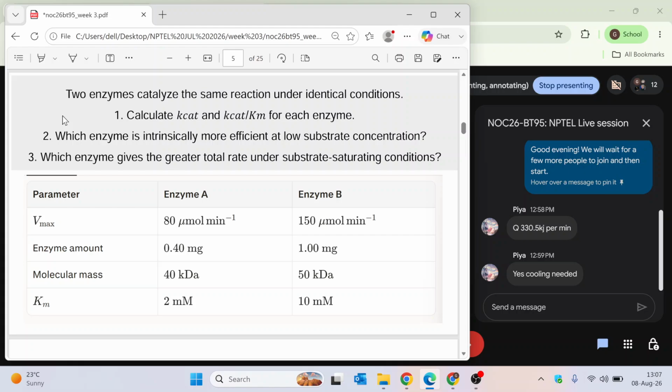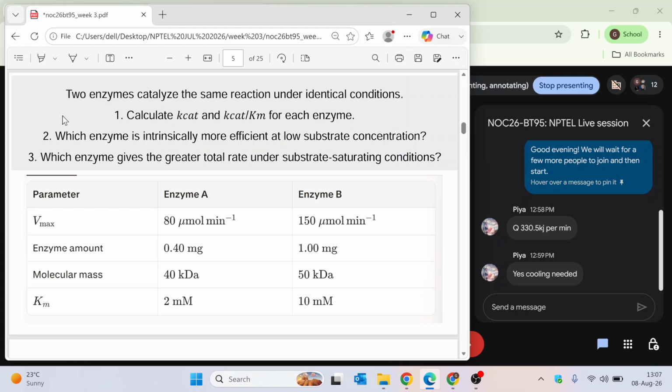So with that basic little introduction, I have already presented the question. Maybe you might have read it by now. Two enzymes catalyze the same reaction under identical conditions. For both, you have to calculate the kcat value and the kcat/Km value. You are given Vmax, enzyme amount, molecular mass of the enzyme, and the Km value. So you have to find the kcat and also find the kcat/Km. You are already given the Km value. That is the first part.